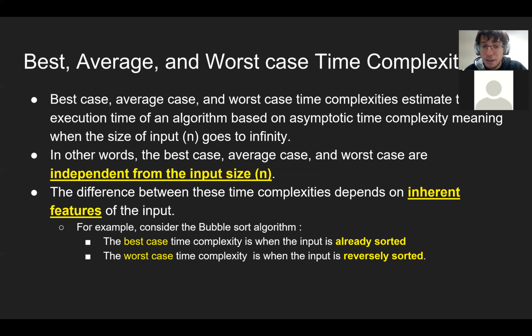But either way, our time complexity remains the same. It's still big O of n squared, because we don't know what the input is.